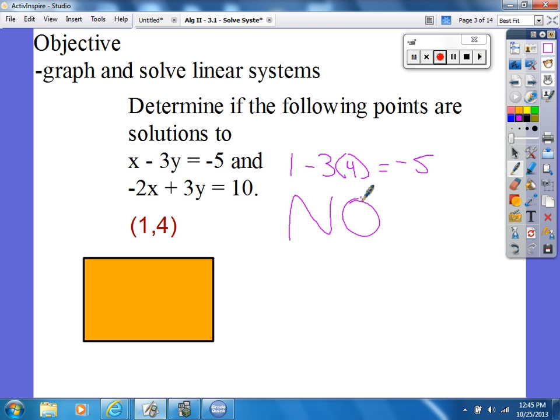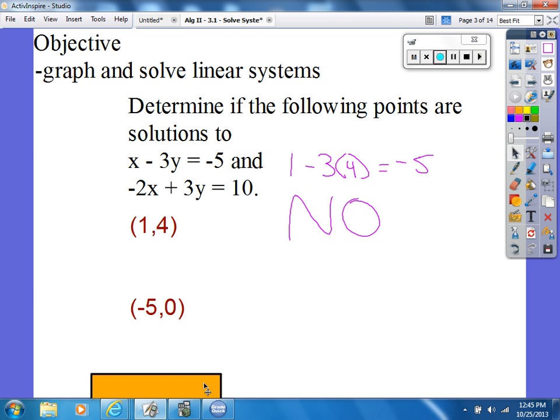All right, let's try another one. One more of these. (-5, 0). So I'm going to go ahead and show the work. Negative 5 minus 3 times 0 equals negative 5. Can you guys see this part in your head? I'm okay with that. Does that one work? Yes. Okay. That was meant to be a check mark. You're good. Let me try the bottom one then.